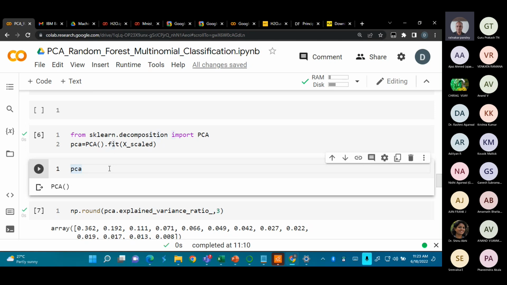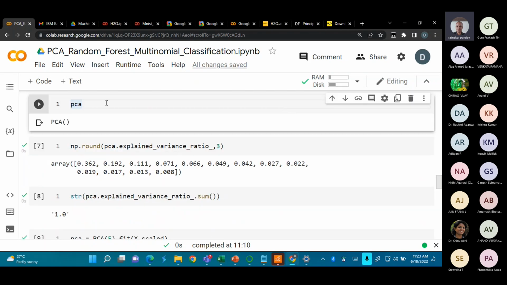Now, how many original variables do we have in this data? Who can tell? The original data X, how many X's do we have? 13. Okay, Aditya says 13. So how many components will be generated by default? 13. The number of components will be exactly equal to the number of features that we have, right? So it will be generating 13 components.